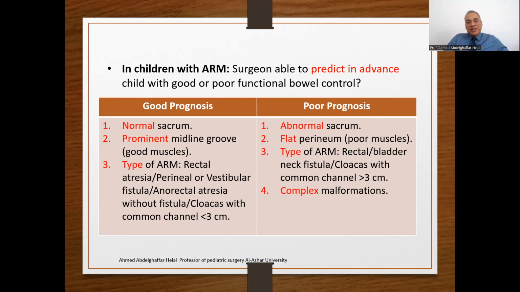So it is the job of the pediatric surgeon to observe these children, who may be vulnerable to pseudo-fecal incontinence, may be vulnerable to fecal soiling related to post-operative constipation. The poor prognosis type is abnormal sacrum, a child born with abnormal sacrum, flat perineum. Types of malformations: rectal or bladder neck fistula, cloacal malformations more than 3 centimeters, complex malformation, cloacal extrusion. In these types, poor prognosis is suspected. This child most probably may have true fecal incontinence, requiring a bowel management program and enema.